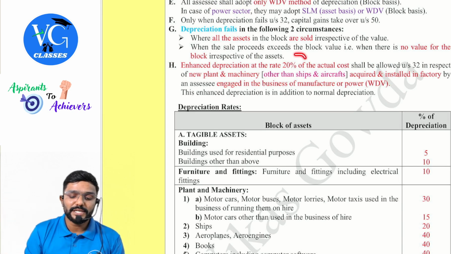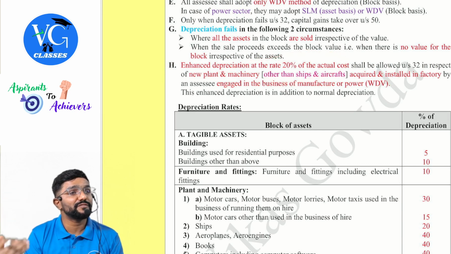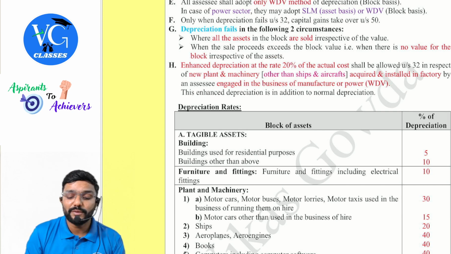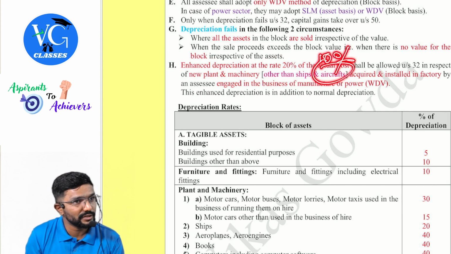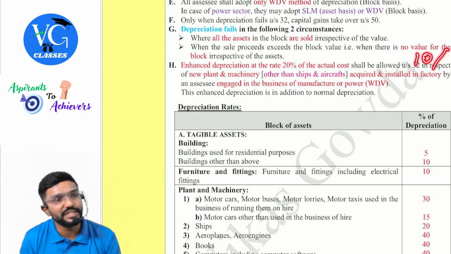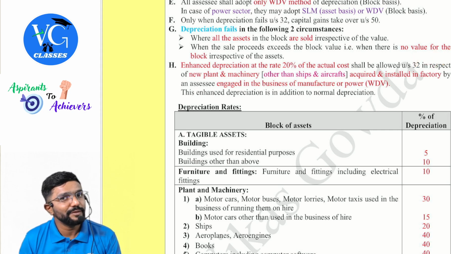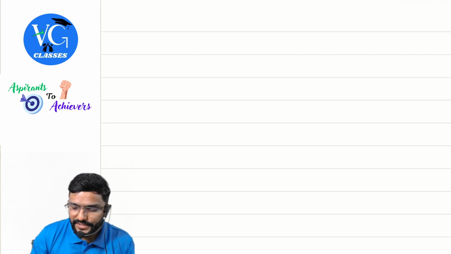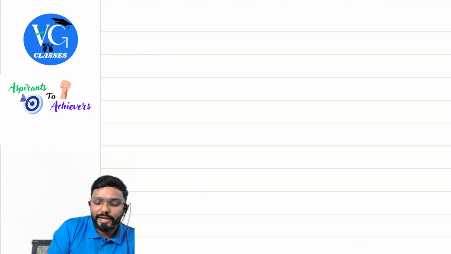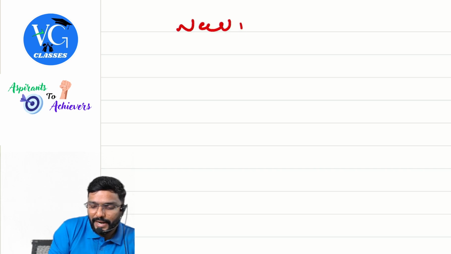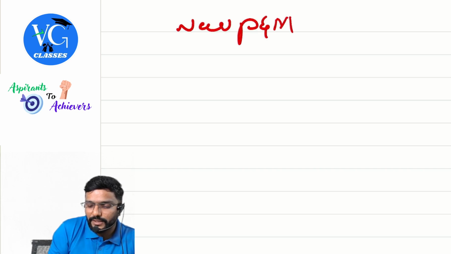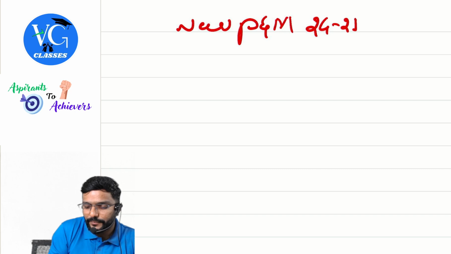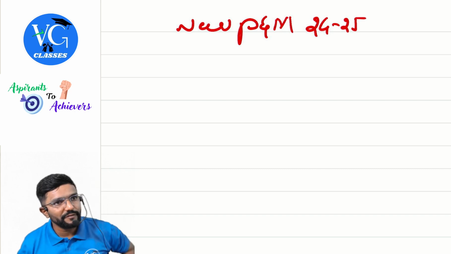Sir, what if this asset is purchased and put to use during the previous year for less than 180 days? Then you can claim only 10% in the current year of the actual cost and the remaining 10% in the next year. Observe, because there is one tricky point here. Listen here, guys. Assume I have purchased new plant and machinery during the previous year 24-25.